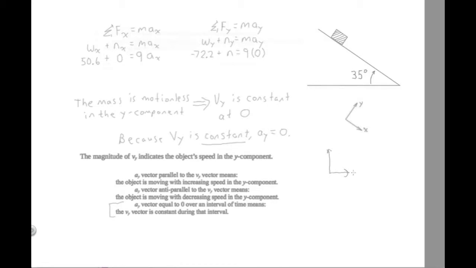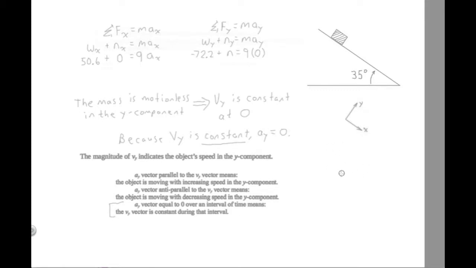If we had picked horizontal and vertical axes, then the object would be moving partially in both components, and as a result, both components of acceleration would be non-zero. Neither acceleration component would be 0. So that's why horizontal and vertical axes would not work well here.